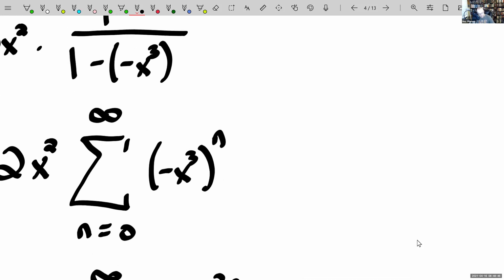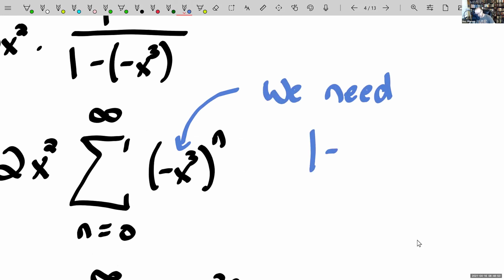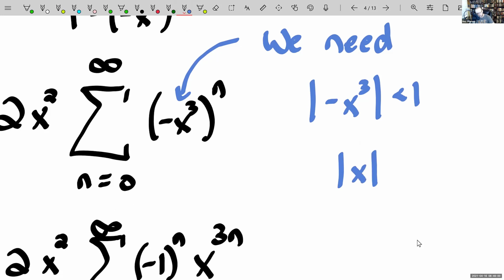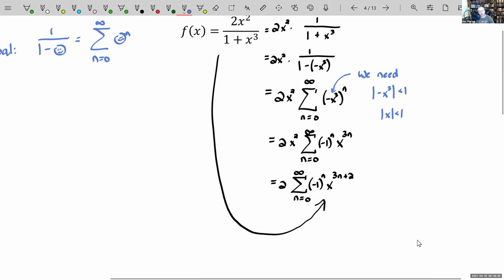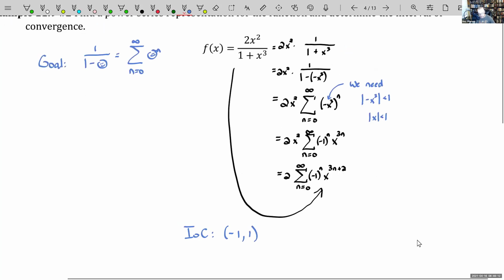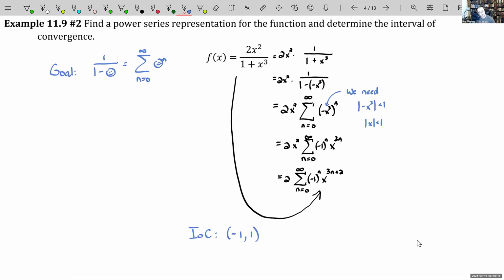So we require, let me use blue for this, we need the absolute value of negative x cubed to be less than 1. Well, that's the same thing as saying the absolute value of x being less than 1. Try it out. So our interval of convergence will be negative 1 to 1. Again, because this is born of a geometric series, you will not have to check the endpoints. But yeah, you will not have to generally check them.